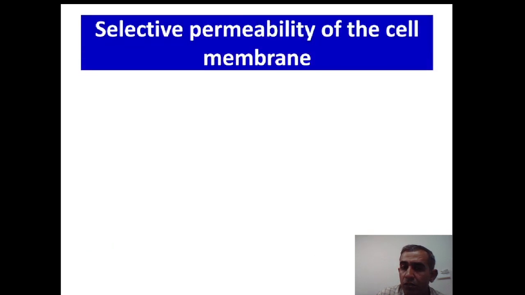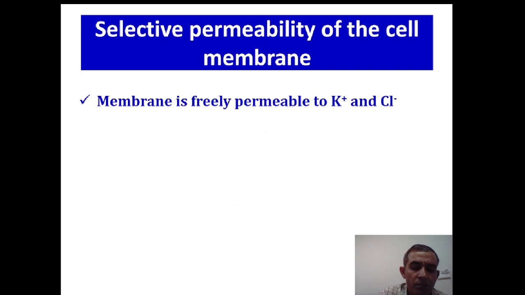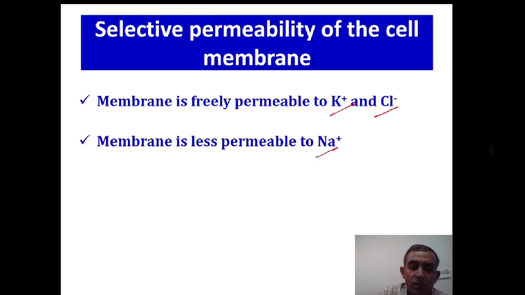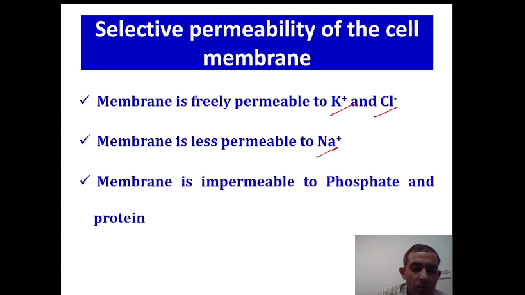So the first point in the genesis of the RMP is the selective permeability of the cell membrane. The membrane is freely permeable for potassium and chloride. It is less permeable to sodium in the resting state, because we are talking about the RMP only, the resting membrane potential. Third, the membrane is impermeable for phosphates and proteins, and a large number of phosphates and proteins are present inside the cell in the ICF, and they are negatively charged.